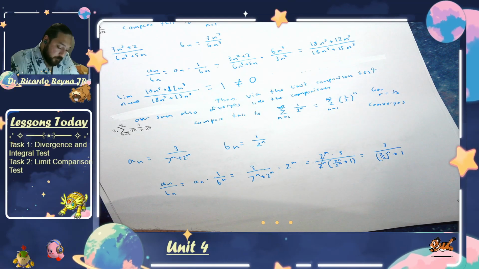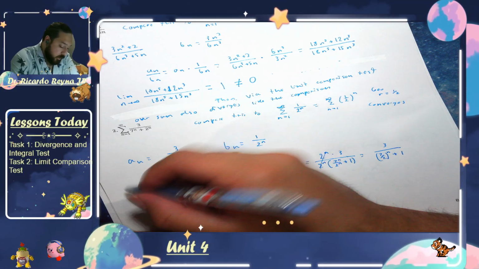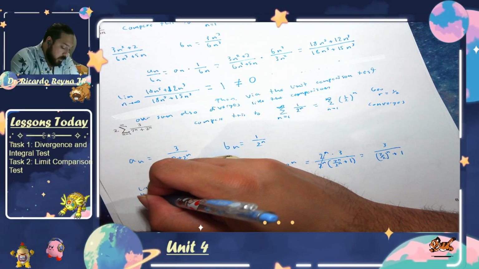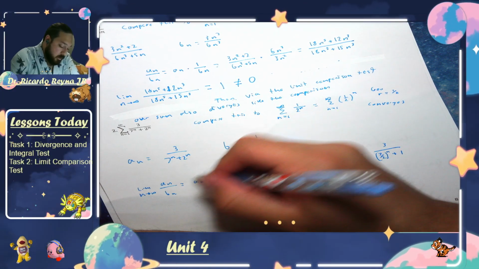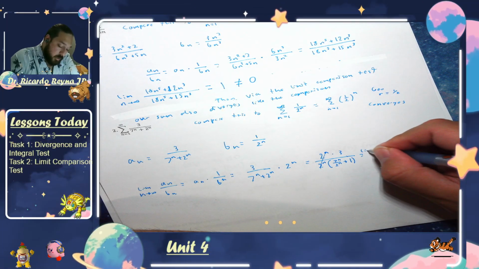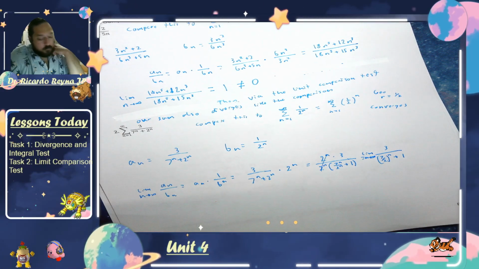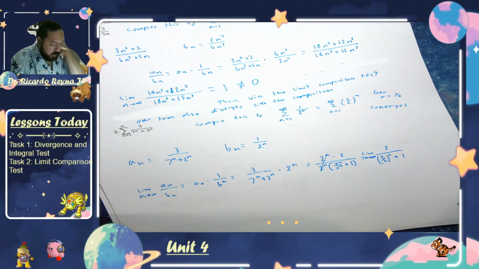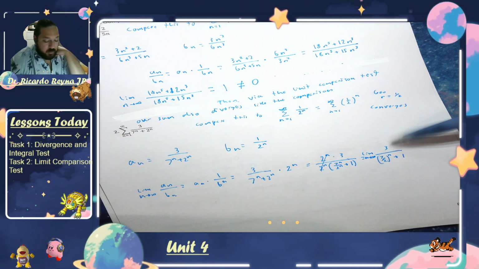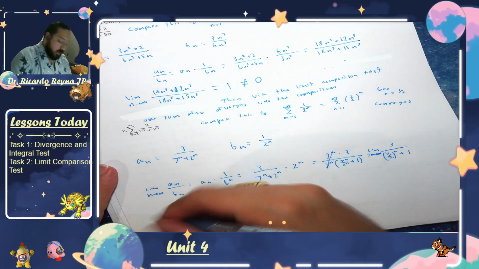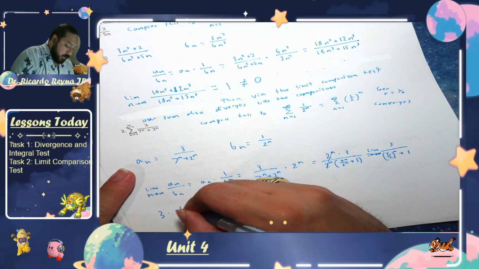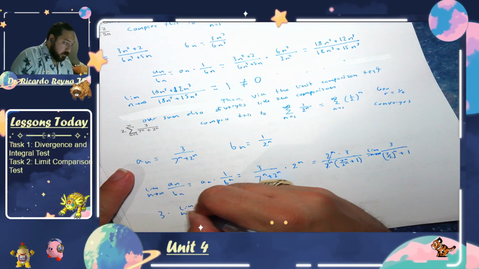All of this is, I forgot to write the limit the whole time, limit as n goes to infinity. I'm going to rewrite it here just so hopefully you're following along. As n goes to infinity, from here I'm going to take the 3 to be on the outside. So 3 times the limit as n goes to infinity.